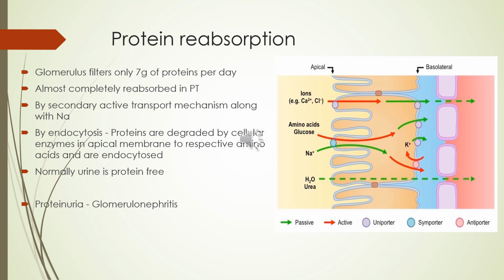But if the filtration of protein is more, or if the reabsorption of protein is less, protein may appear in urine, called proteinuria. It can also happen because of the disruption of the glomerular filtering membrane, as in glomerulonephritis.